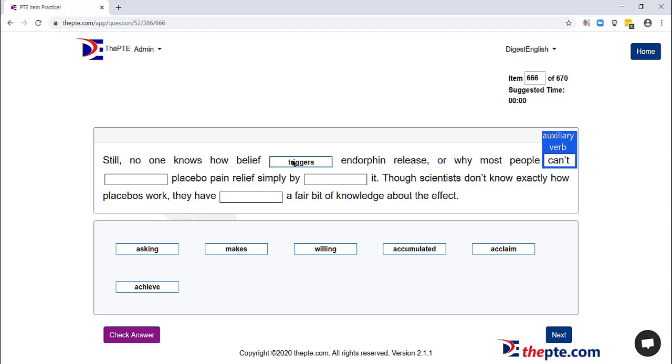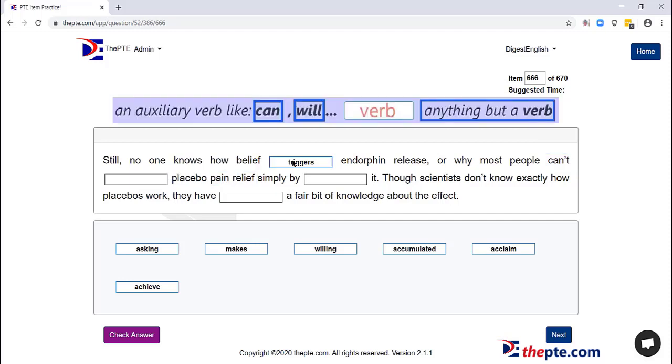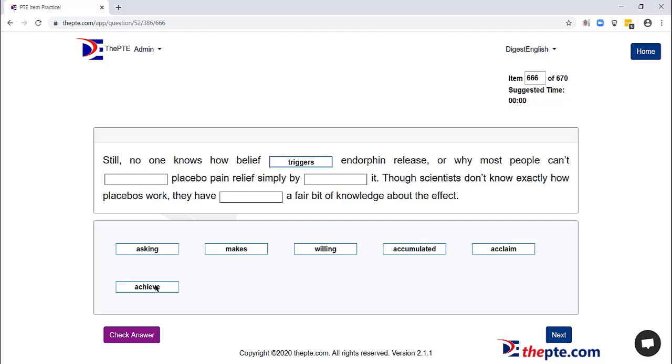Gap 2 has an auxiliary verb before it and an object after it. So based on this formula, you need to use a verb in its base form. That is a verb without to, ing, ed or third person s. Achieve is the best answer collocation-wise.